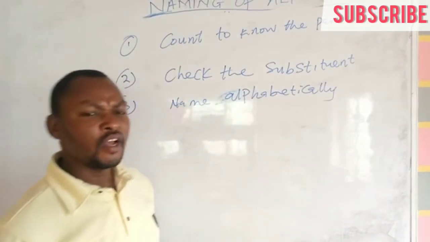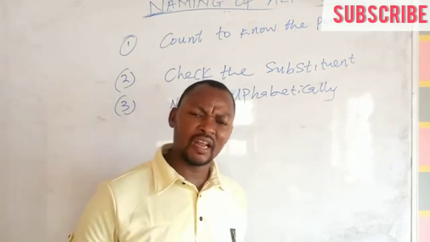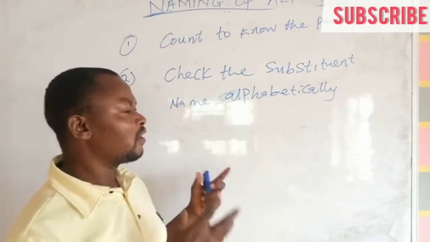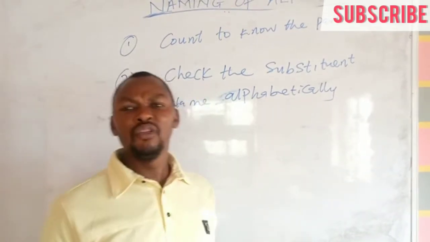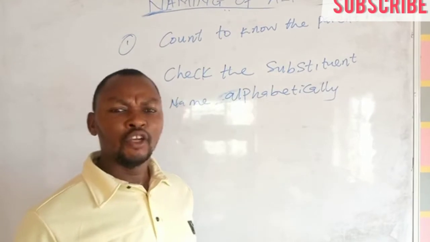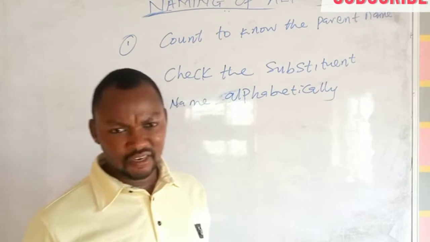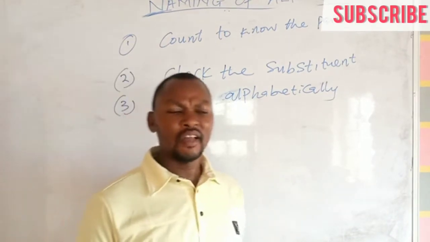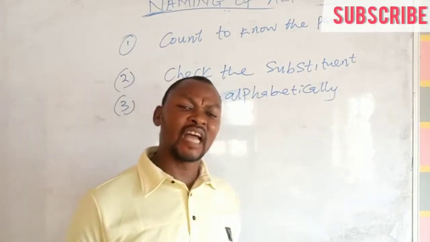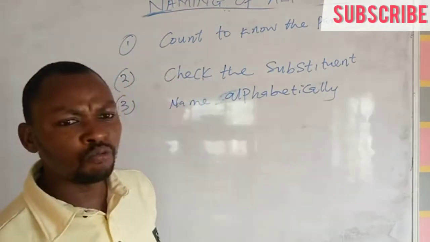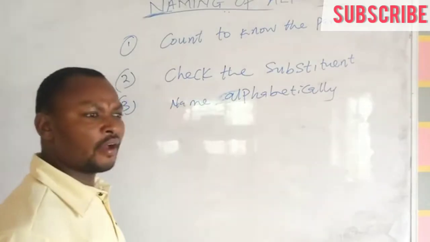For example, if we have butyl as a substituent and methyl as a substituent in one structure, that means we are going to name alphabetically. So butyl will come before methyl, because methyl starts with M and butyl starts with B. So that's one thing there.